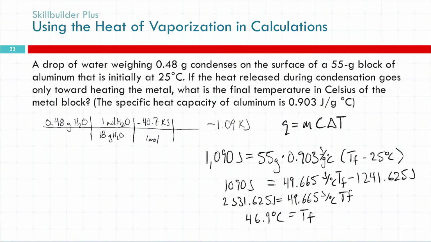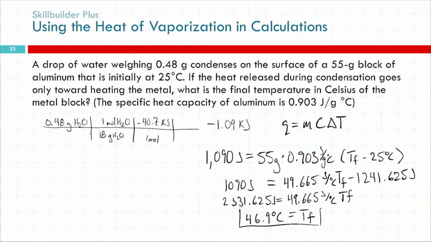That's a lot. Because if we had had a negative 1,090, I'm just going to check something real quick. If we had made that a negative 1,090, then it would be 1241.625 minus 1090. And then that would have been divided by 49.665. That would have been only 3 degrees C. So that doesn't make any sense because we added heat instead of removing it. So yeah, this is our answer.